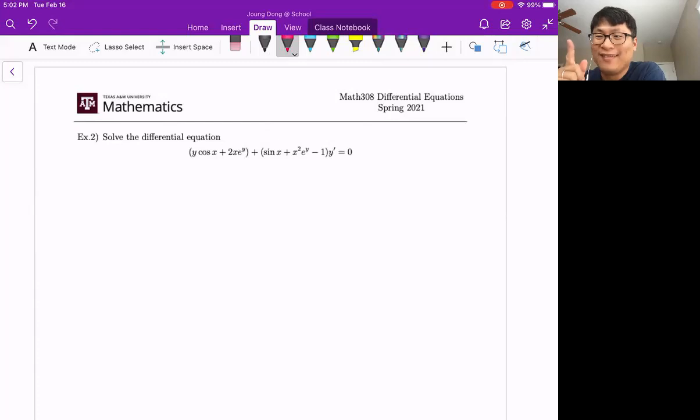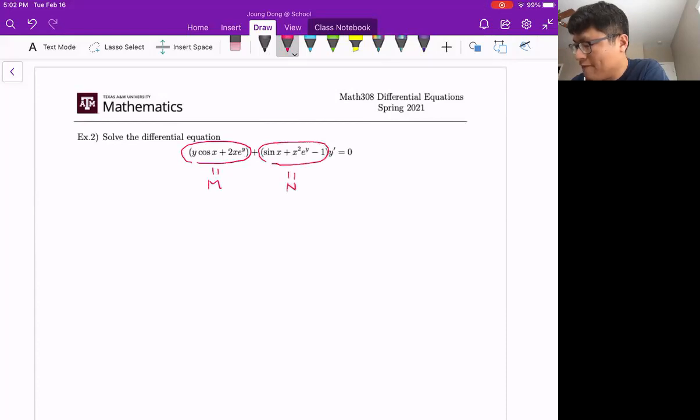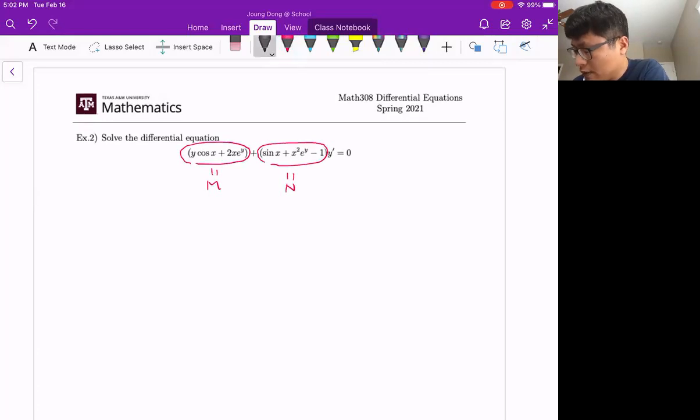Then the only thing you can apply is the exact method, okay? So here we go. This one is M, and this guy, which is in front of y prime, is N. Definitely your right-hand side must be equal to 0, right? And then, okay, we're going to check whether it is exact or not, right?